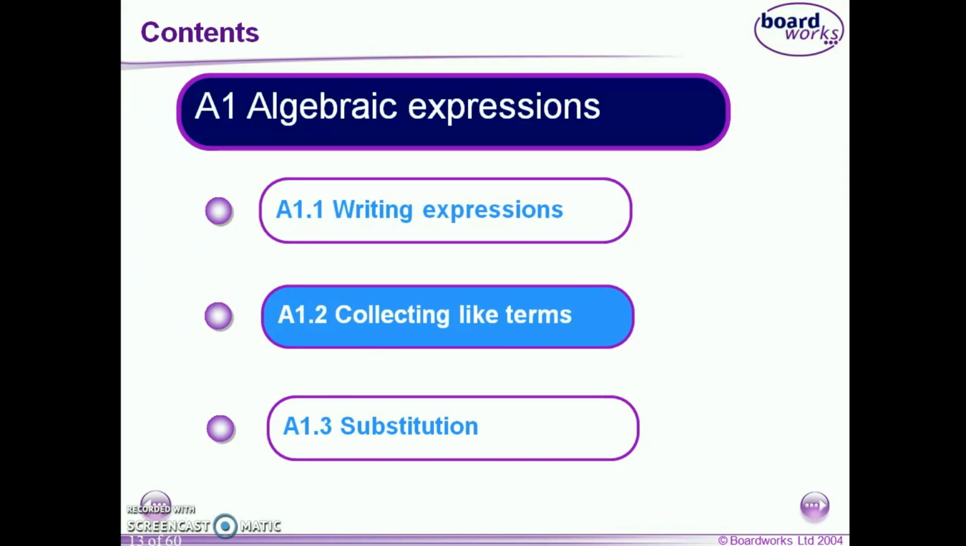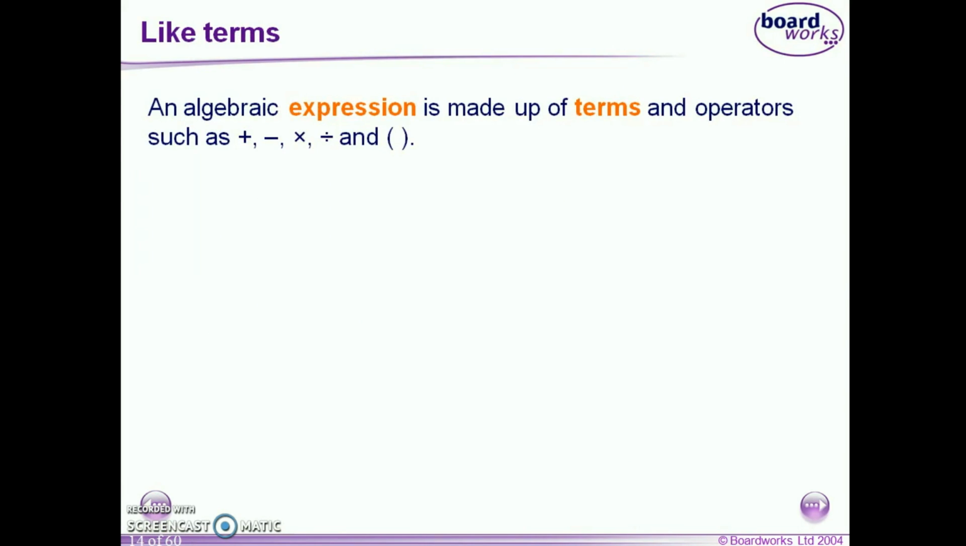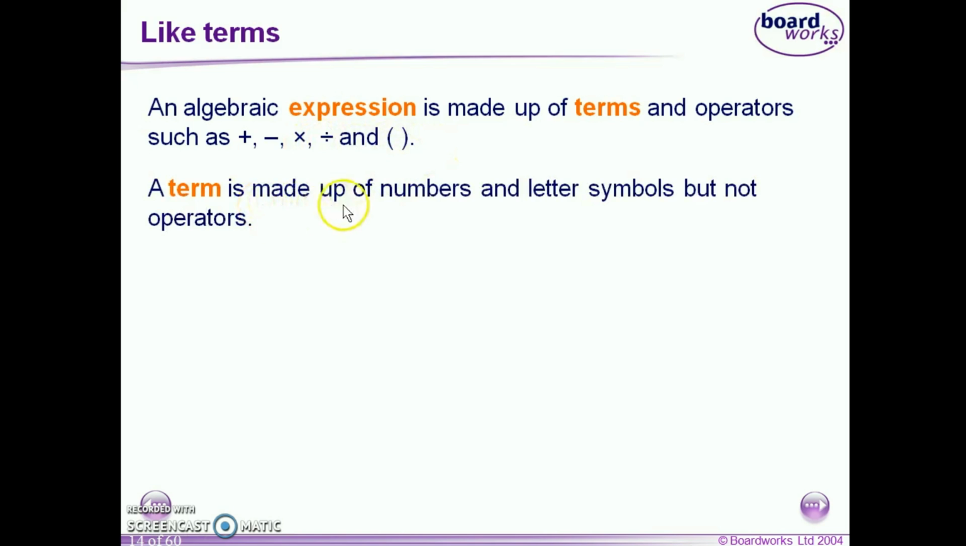Now, we are done with the first section. Let's go to the next section, which is collecting like terms. In this section, we learn about like terms. An algebraic expression is made up of terms and operators such as plus, minus, multiply, divide, and brackets. A term is made up of numbers and letter symbols but not operators.